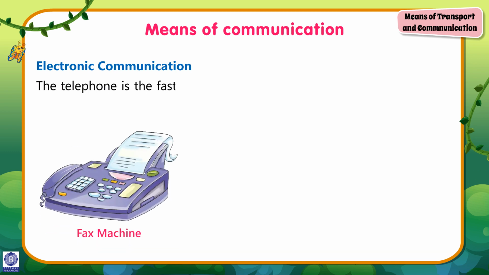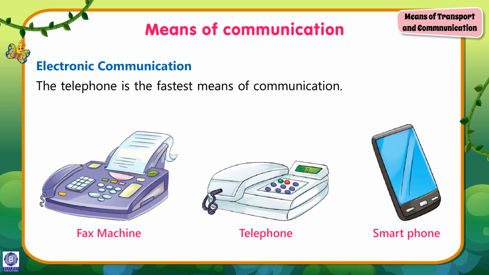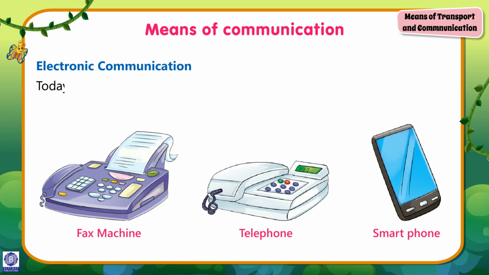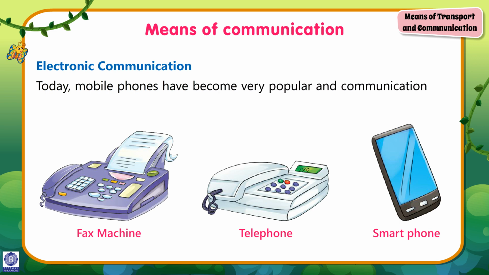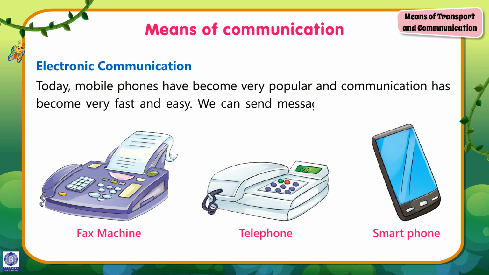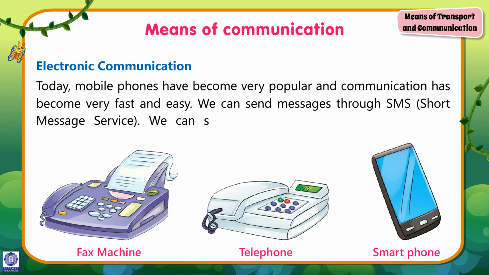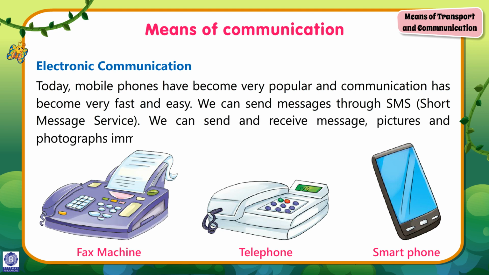Electronic communication. The telephone is the fastest means of communication. It was invented by Alexander Graham Bell. Today, mobile phones have become very popular and communication has become very fast and easy. We can send messages through SMS, short message service. We can send and receive messages, pictures, and photographs immediately using the fax machine.